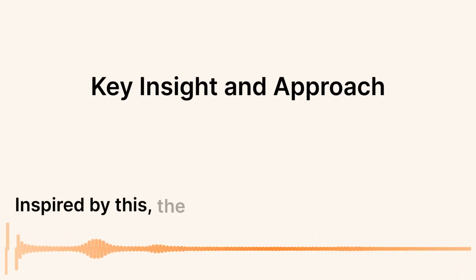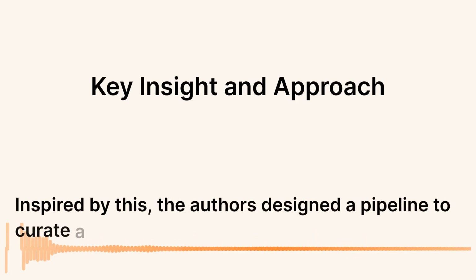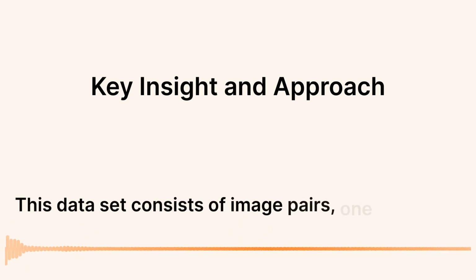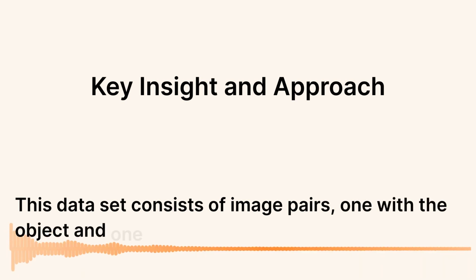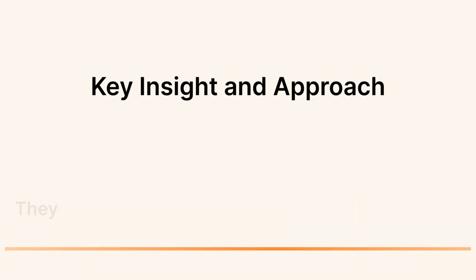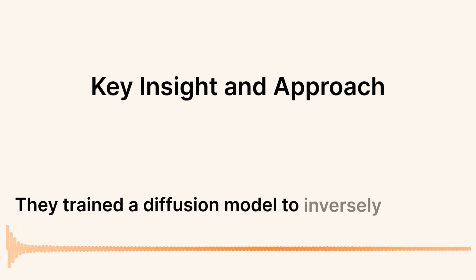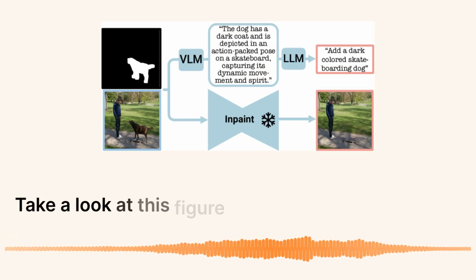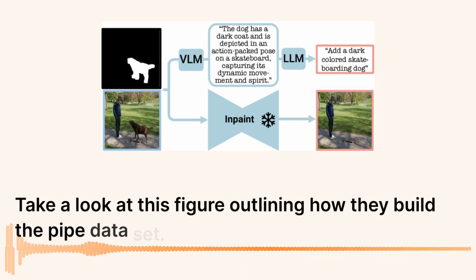Inspired by this, the authors designed a pipeline to curate a large-scale image dataset. This dataset consists of image pairs, one with the object and one where the object is removed. They trained a diffusion model to inversely perform inpainting by adding objects back. Take a look at this figure outlining how they build the PIPE dataset.